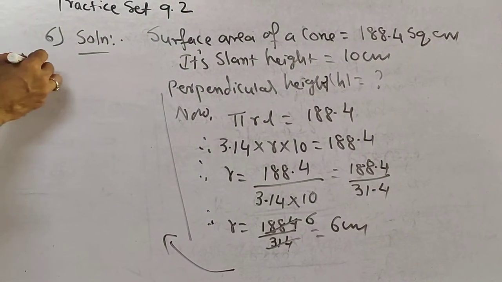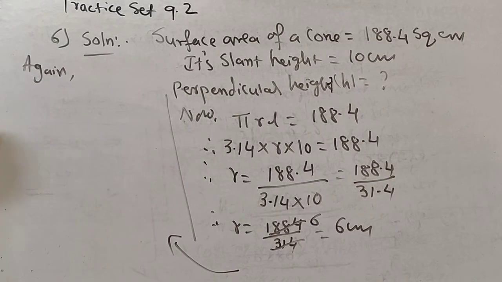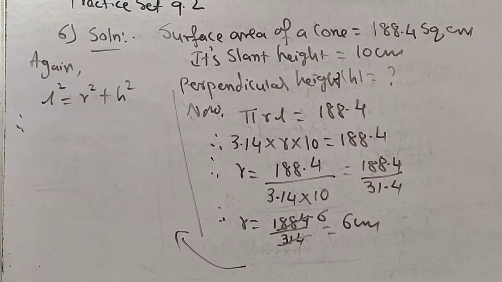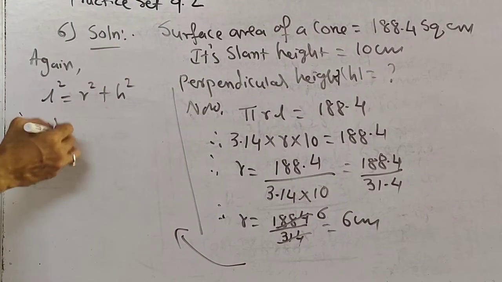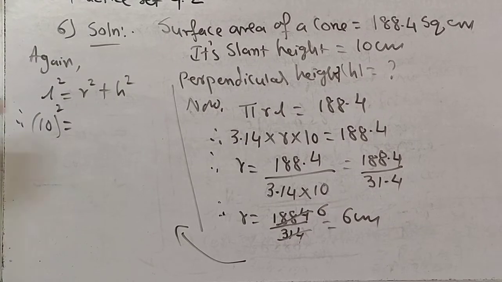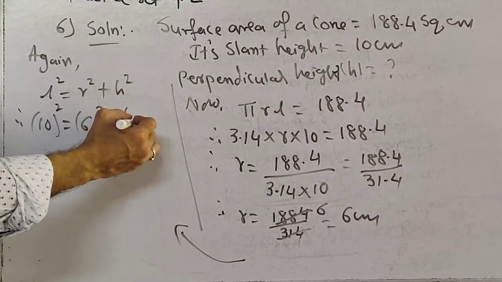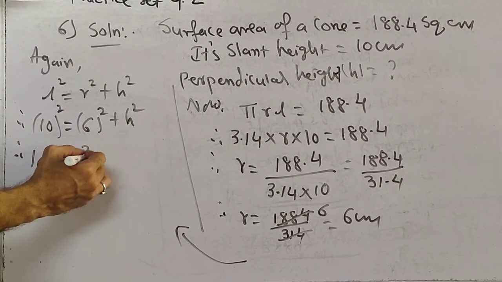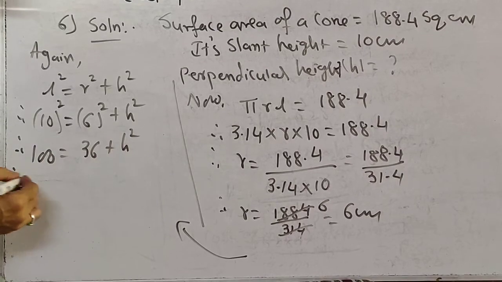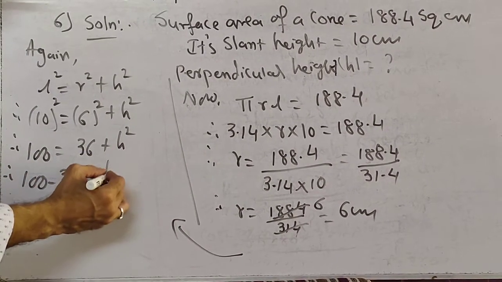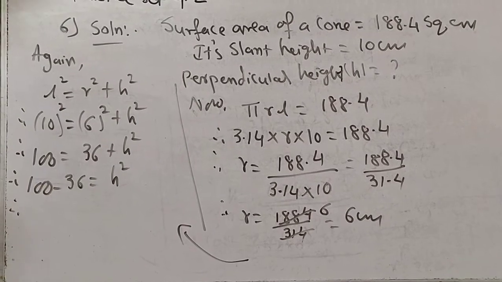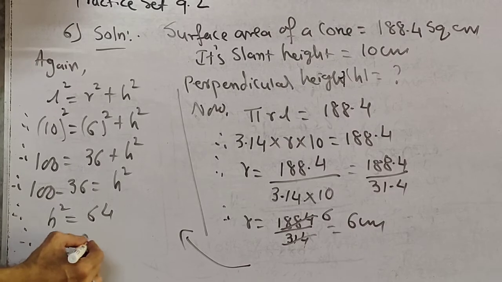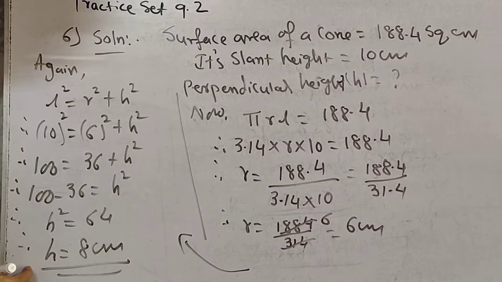Now again we will use the formula of slant height. l square is equal to r square plus h square. Slant height is 10, so 10 square, you know this very well. 10 square, r is 6, so 6 square plus h square. The perpendicular height h we want. So 100 is equal to 36 plus h square. 100 minus 36 is equal to h square. So h square is equal to 64, and therefore h is equal to 8 centimeter. So you got the perpendicular height as 8 centimeter.